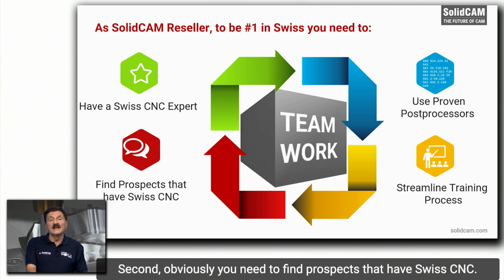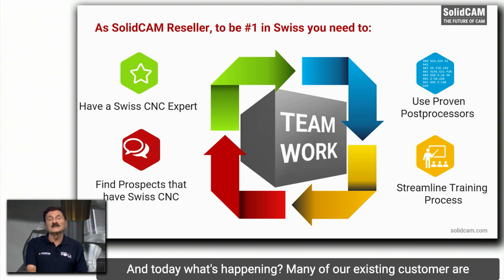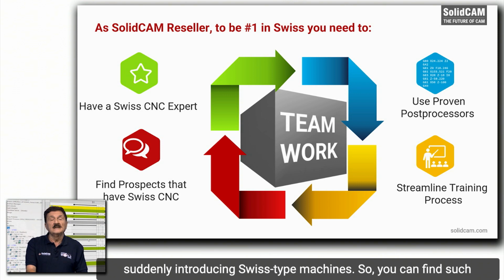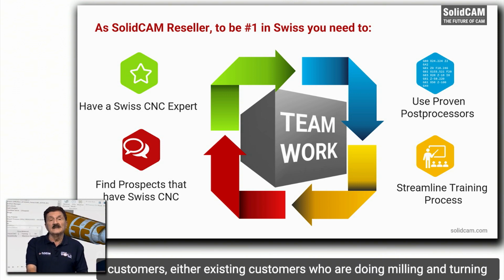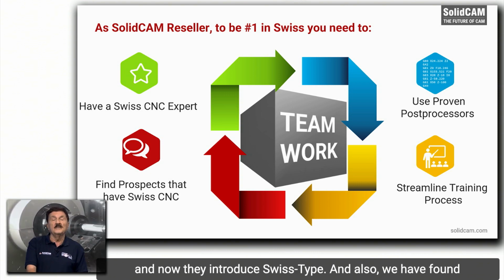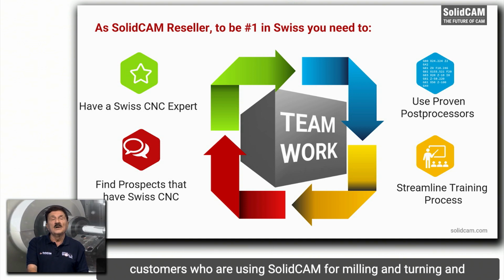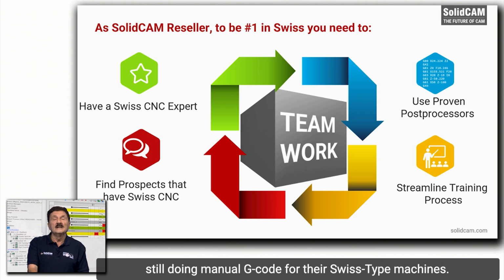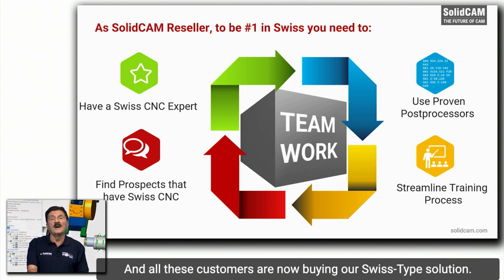Second, obviously, you need to find prospects that have Swiss CNC. Today, many of our existing customers are suddenly introducing Swiss-type machines. So you can find such customers, either existing customers who were doing milling and turning and now introduce Swiss-type, and also customers who were using SolidCAM for milling and turning and still doing manual G-code for their Swiss-type machines. All these customers are now buying our Swiss-type solution.